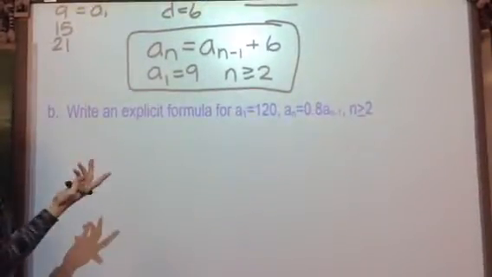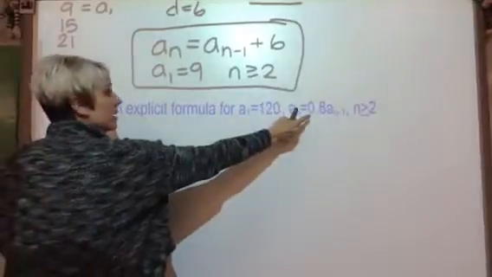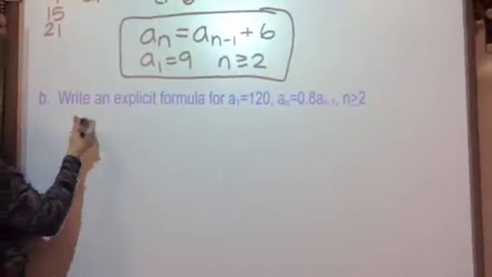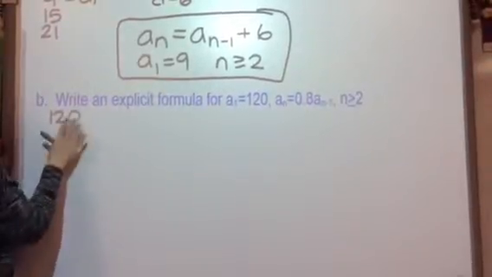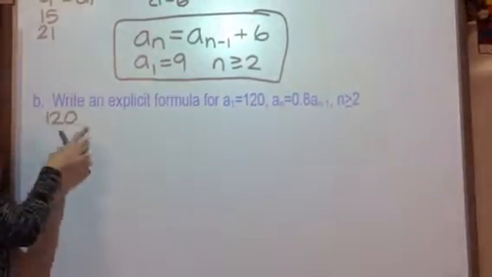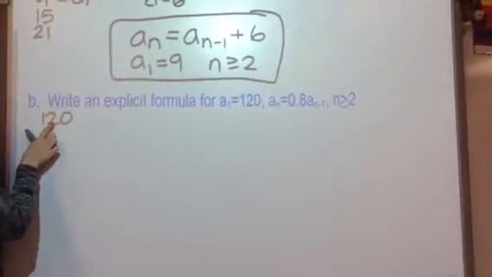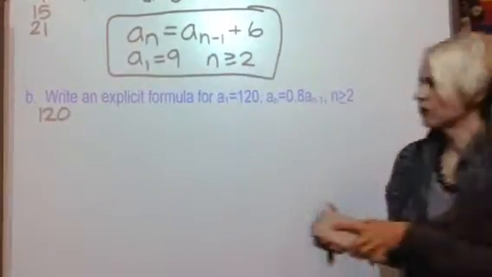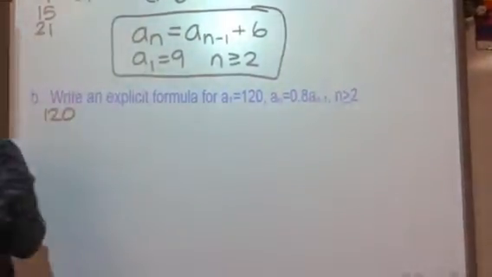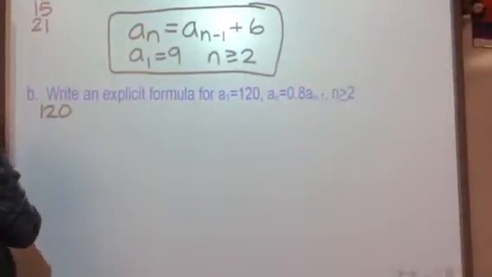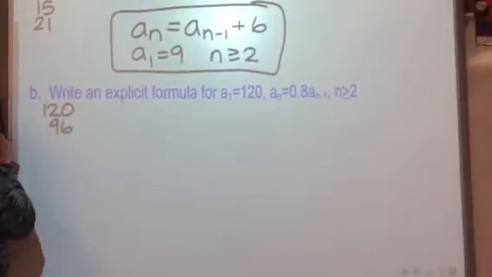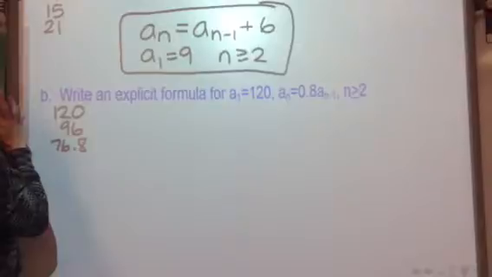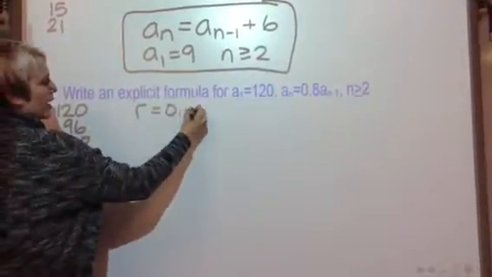I can go the other way too. Here is my recursive formula, and I can try to find the explicit from that. So I know my first term is 120, and then I'm going to take that times 0.8 to find my next term. I'll find a couple terms just so we can use them. So 120 times 0.8. Next would be 96. Next would be 76.8. So I know my common ratio is 0.8.